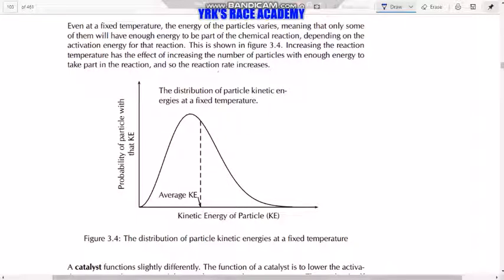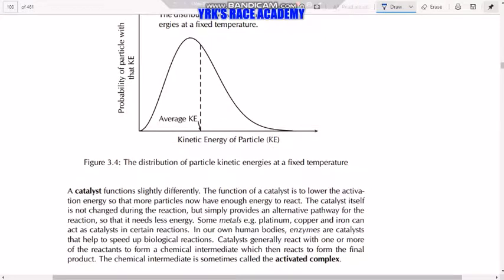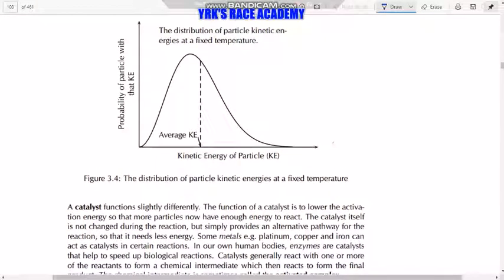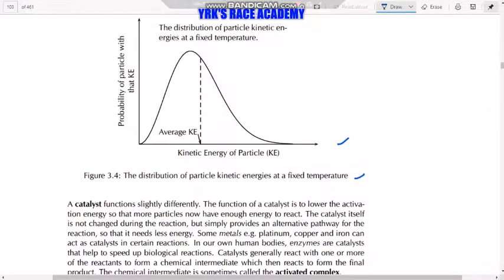If we increase the temperature, it has the effect of increasing the number of particles with enough energy to take part in the reaction, so the reaction rate increases. You can see the graphical representation showing the distribution of particle kinetic energies at a fixed temperature.